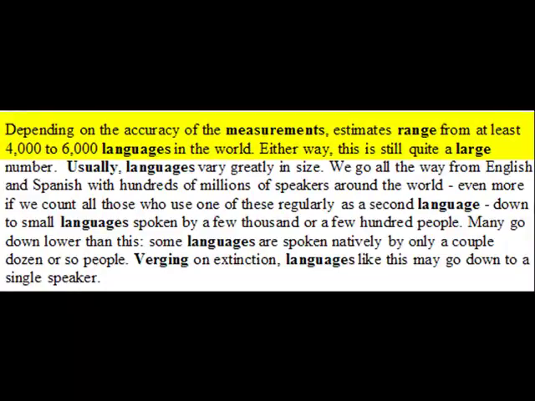Depending on the accuracy of the measurements, estimates range from at least 4,000 to 6,000 languages in the world. Either way, this is still quite a large number. Usually languages vary greatly in size. We go all the way from English and Spanish with hundreds of millions of speakers around the world, even more if we count all those who use one of these regularly as a second language, down to small languages spoken by a few thousand or even a few hundred people. Many go down lower than this. Some languages are spoken natively by only a couple dozen or so people. Verging on extinction, languages like this may go down to a single speaker.